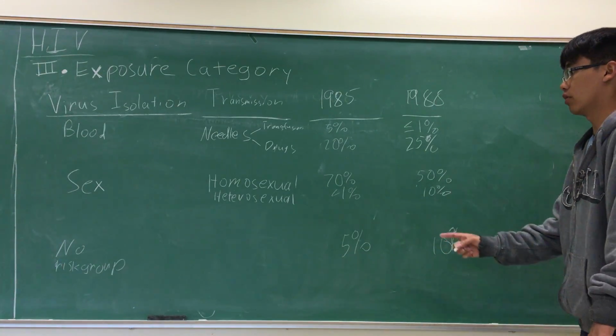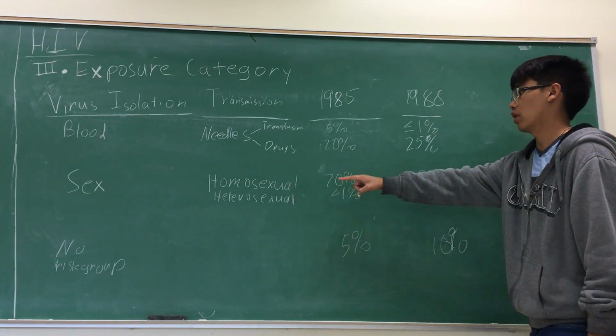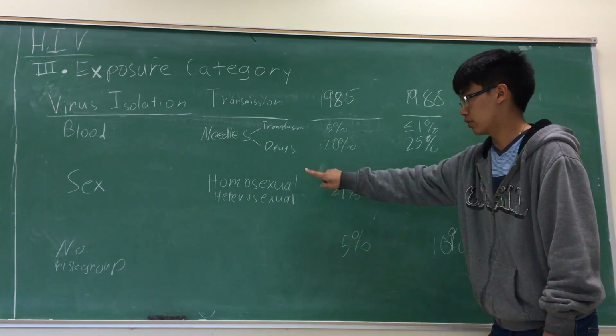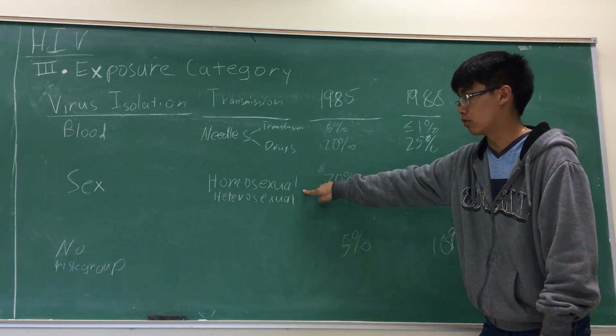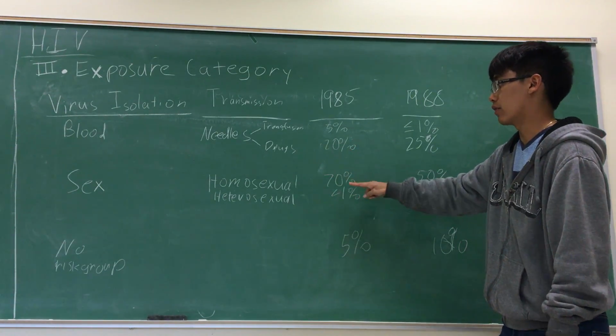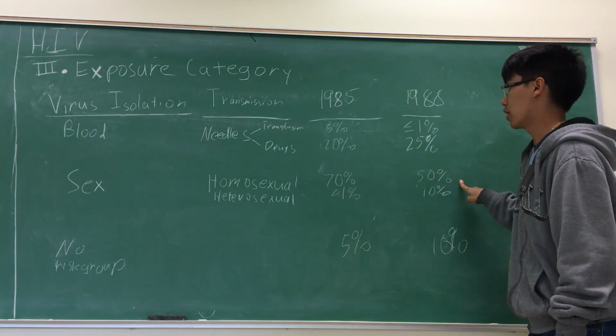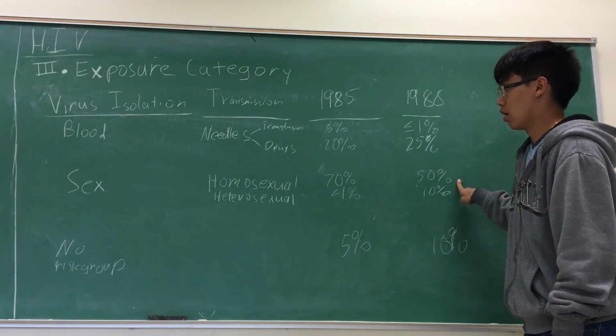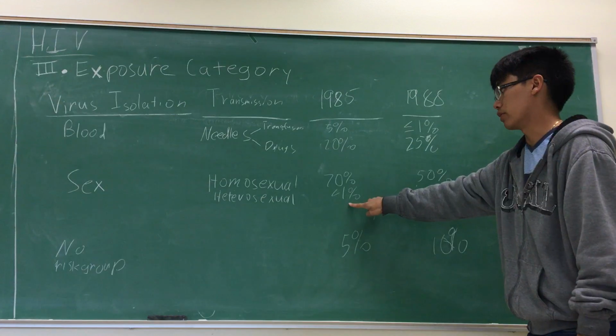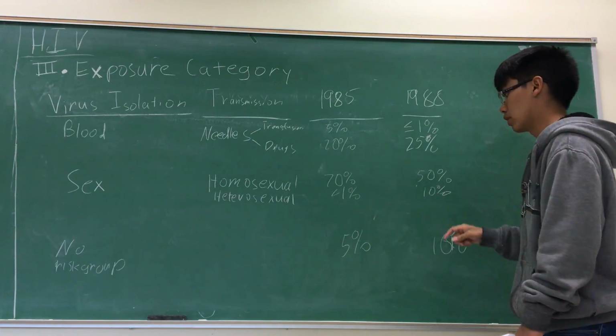So you can see in this risk group, it's kind of funny, right? Because for homosexuals, and in particular homosexual men, 1985 was really high. 1988, it's still really high, but it's decreased by 20%, which is really good. But oddly enough, for heterosexuals, it was less than 1%, now it's increased.